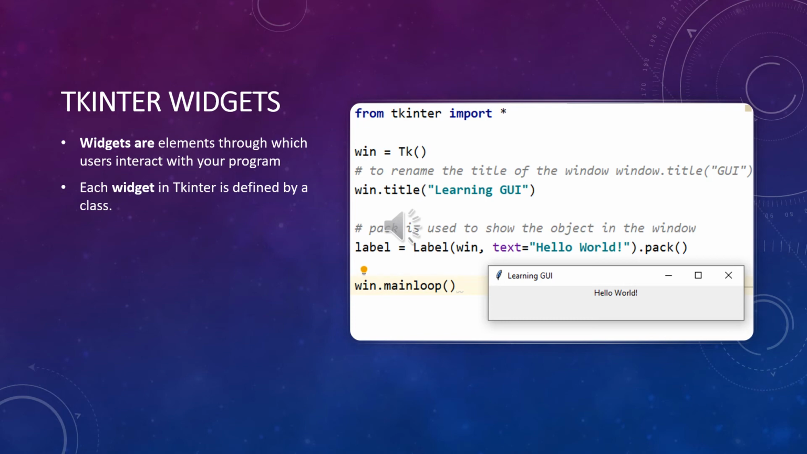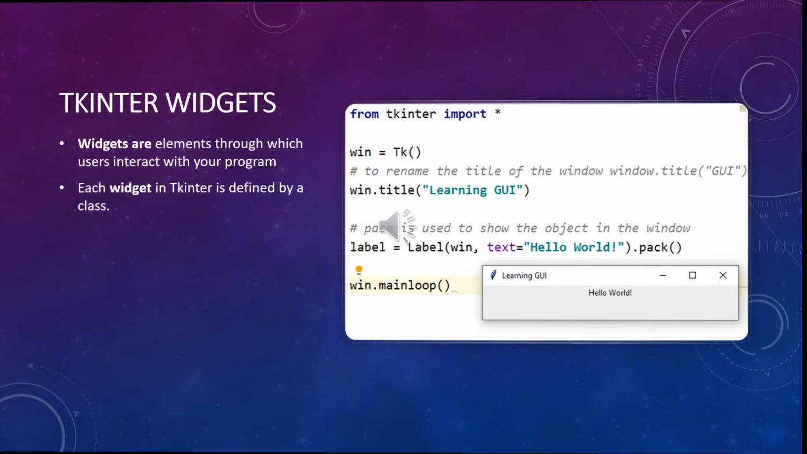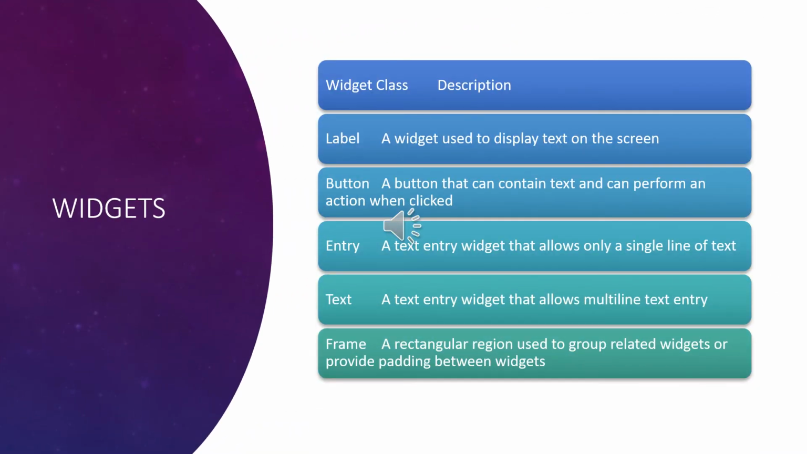In this program I have added a label. It's a widget. Each widget in Tkinter is defined by a class. Label is a widget used to display text on the screen. Button is a button that can contain text and can perform an action when clicked, for example, if we browse some file and then click on it, we are able to read the file. Then we have entry, a text entry widget that allows a single line of text.